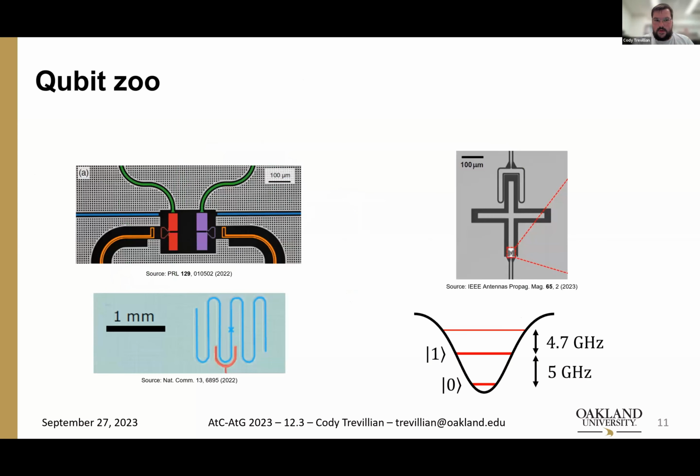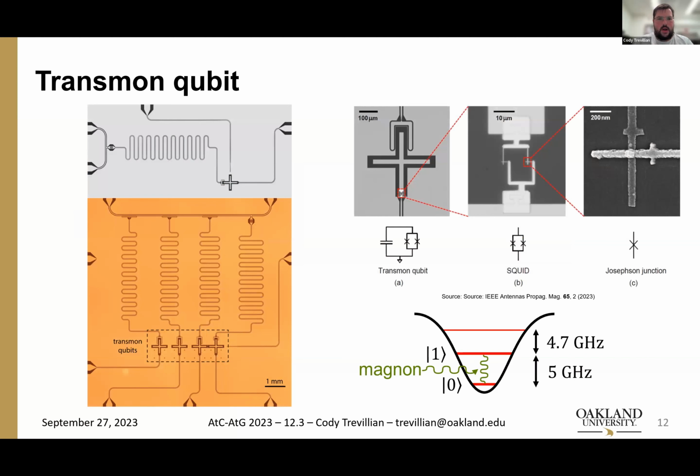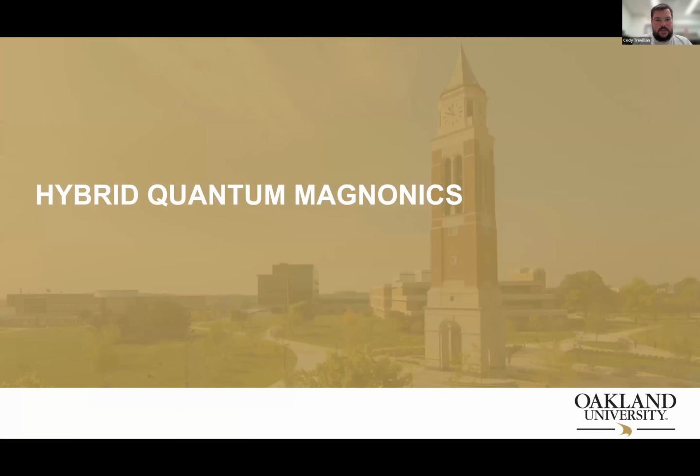There are many different types of qubits, and the point is that they have a nonlinearity, that is anharmonicity, that can be enacted with different geometries of qubits. In particular, I'll focus on the transmon qubit because we've shown that we can take magnons, these spin waves that we've heard about, and excite the transition between the 0 and 1 states of the qubits. That brings us to what is called hybrid quantum magnonics.